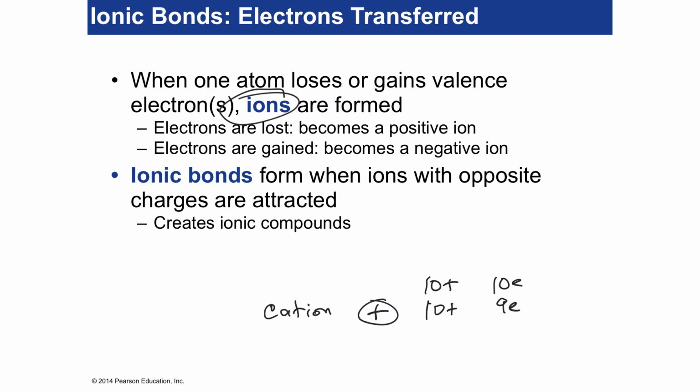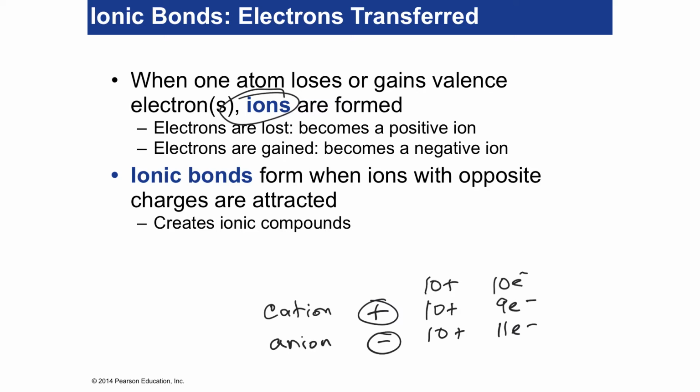If you were to have a bigger number of electrons, such as 11 electrons, but only 10 protons, okay, so this is 10 negatives, 9 negatives, 11 negatives, you're going to have one extra negative, which means that the whole ion is now a negative ion, and a negative ion is called an anion.